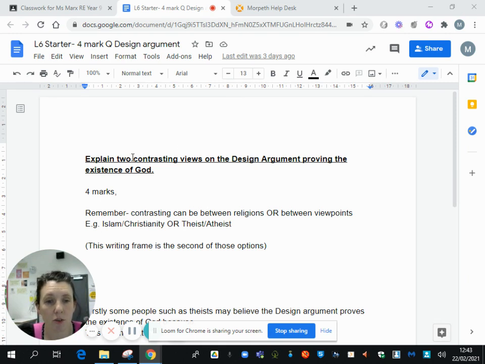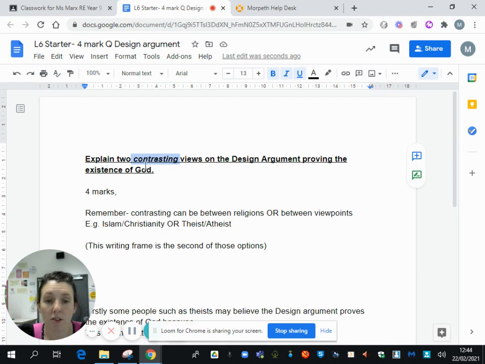And you need to give what's called contrasting views. That means it needs to either be between religions. You could have a Christian view and a Muslim view, and both would agree that yes, this helps to prove the existence of God. Muslims and Christians would each say, yes, it does. God designed the universe, but they're contrasting because they're different religions.